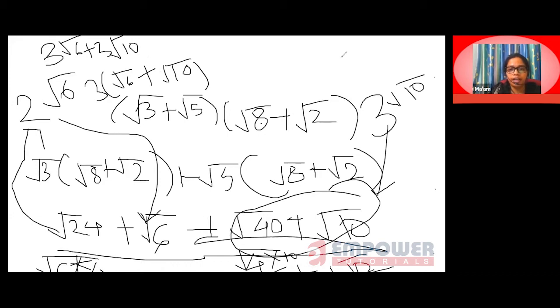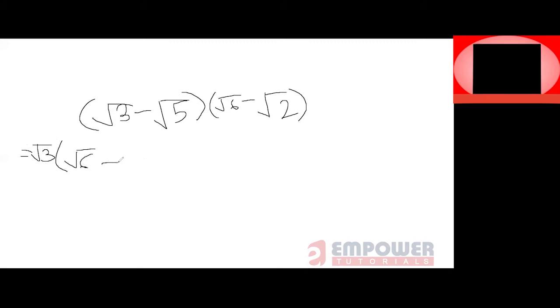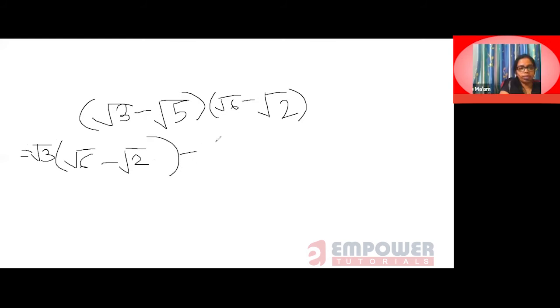What if I have something like this, root 3 minus, let's say, root 5, and in another bracket I have root 6 minus root 2? I need to multiply this bracket by root 3 first. So this will be root 6 minus root 2, right? And this will be minus root 5.